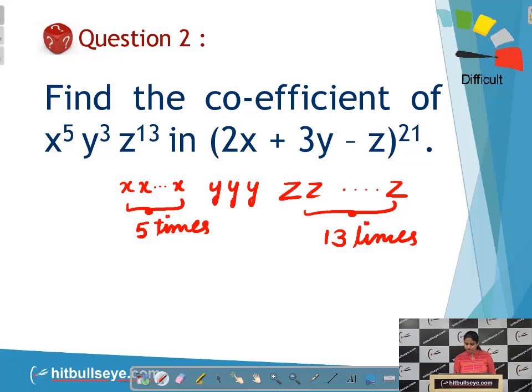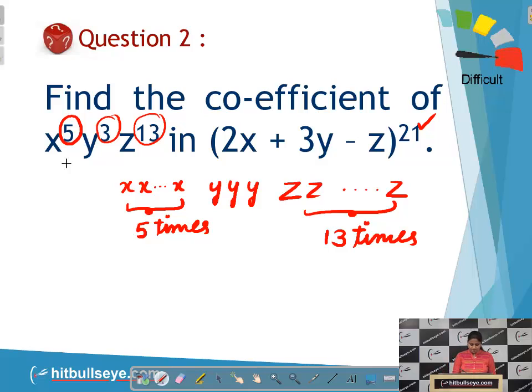First of all, you will check the addition of the powers. What is this? This is 21. The total should always be equal to 21. Only then will the term appear in the expansion, otherwise not.